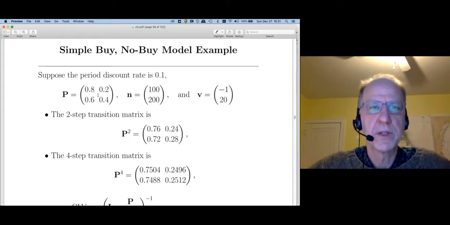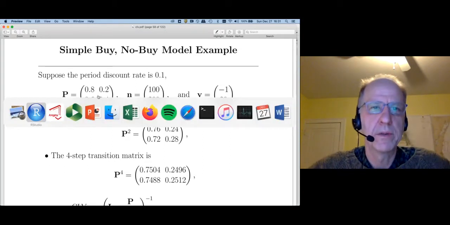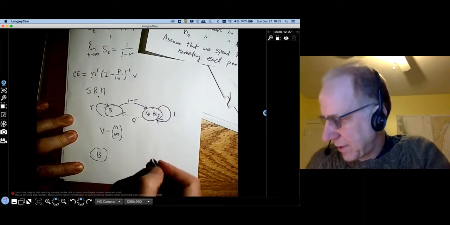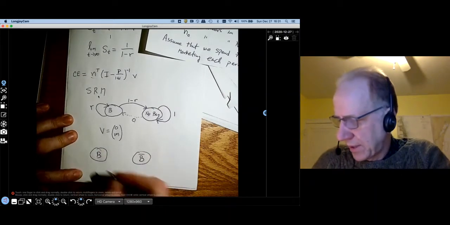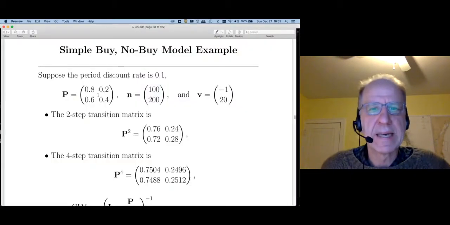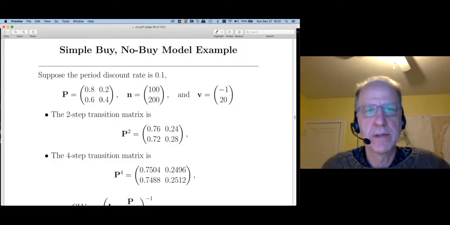And then here's my transition matrix. Let's just go draw that out so that we can see it. So here's my buy state. This is my no-buy state. With probability 0.4, I buy again. And so that's what you're seeing right here.